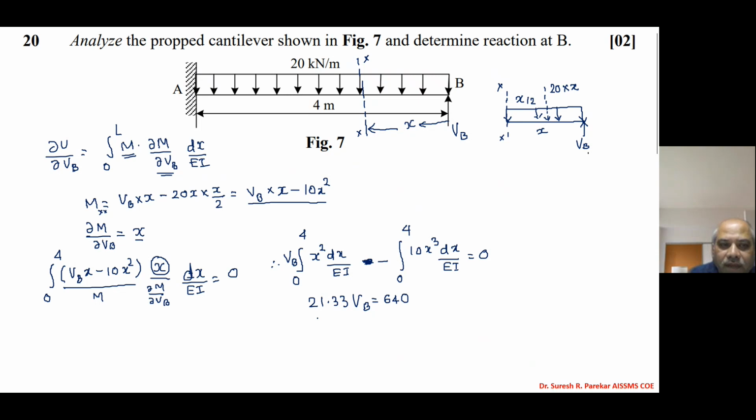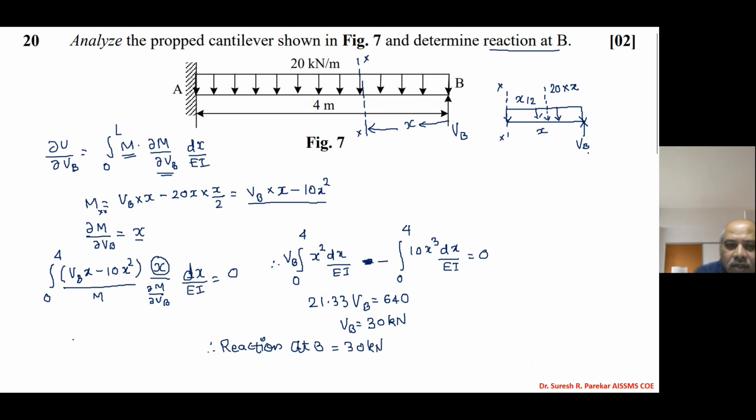So from this we will get this value, therefore VB is equal to 640 divided by 21.33, and it comes to 30 kilonewtons. So VB we have 30 kilonewton, and we have to find out the reaction at B only. So we will stop here only. Therefore, the reaction at B is equal to 30 kilonewton.